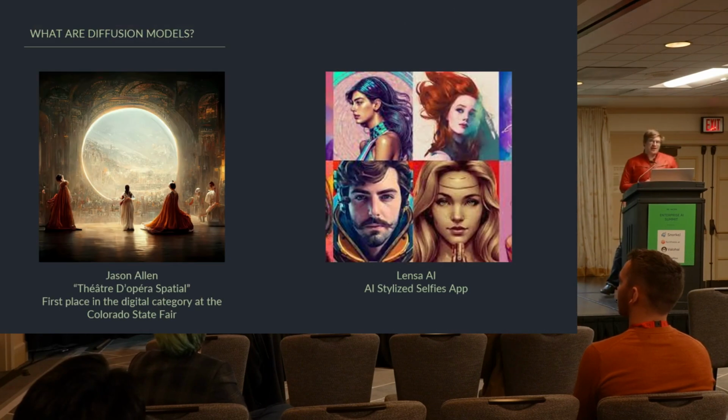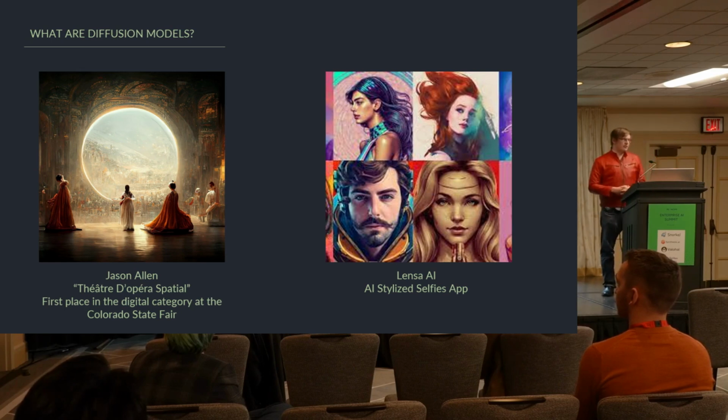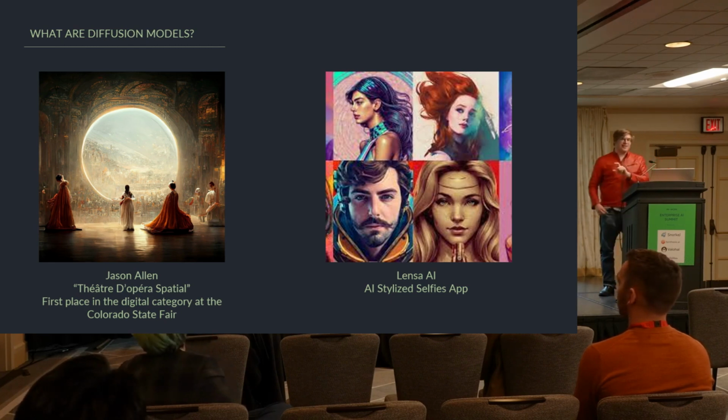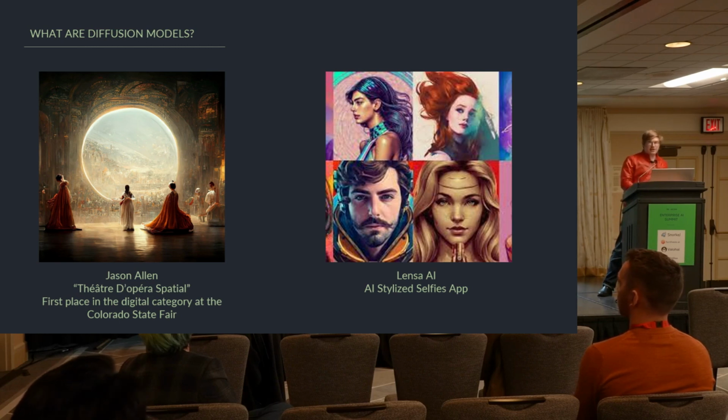On the left, we have Théâtre d'Opéra Spatial by Jason Allen. This won first place in the digital category at the Colorado State Fair, and this image was generated by artificial intelligence. It was generated by a model called Stable Diffusion, which we'll talk about later. And the one on the right is Lensa AI, an app that produces selfies that were styled by AI. Both of these pictures were created using something called a diffusion model.